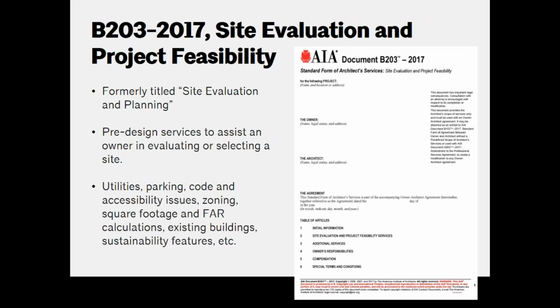So I'm going to start by talking about the first document, B203, which is a document titled Site Evaluation and Project Feasibility. If you are familiar with this document from 2007, it was actually titled Site Evaluation and Planning. And we took a close look at this document over the last few years and realized that it really is not a planning document. It is more of a site evaluation and feasibility document. And I think most architects have been in the scenario where you are working with an owner who's either selecting a site or trying to pick a site.